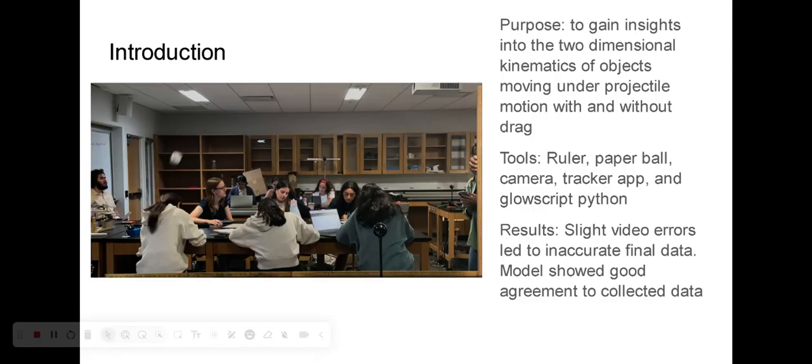In the end, we had slight error with our video because the way it decided to record, the ball was essentially bouncing back and forth. It would be here and then back to here. So that didn't give us the best data, but in the end, we were able to confirm the principles of projectile motion and show that the kinematic equations applied.